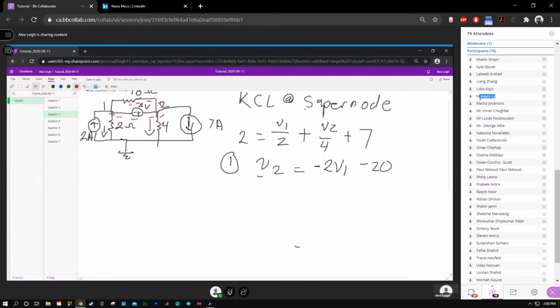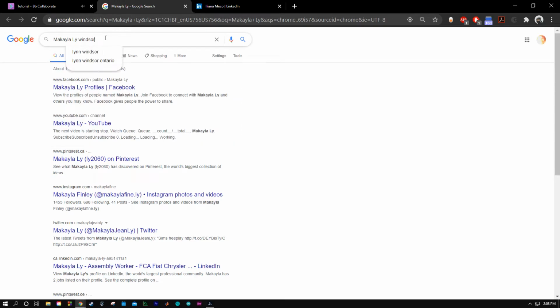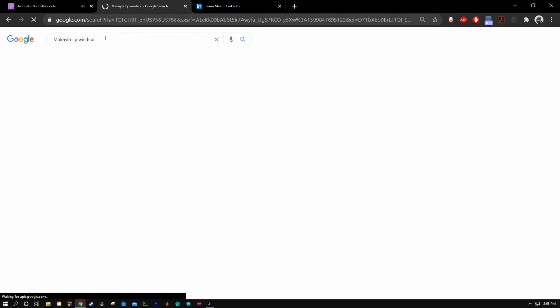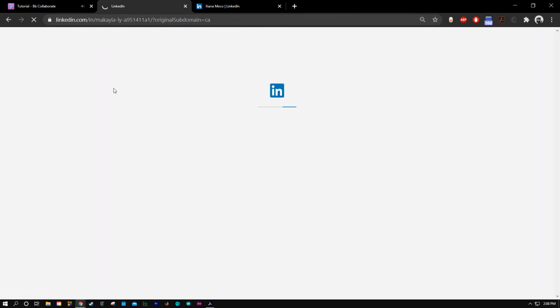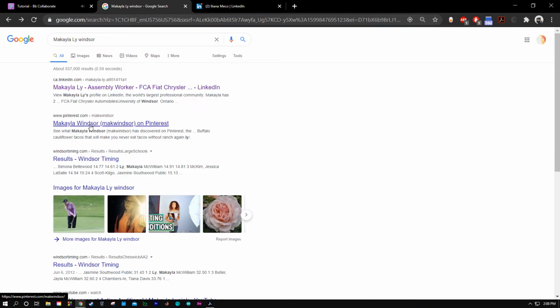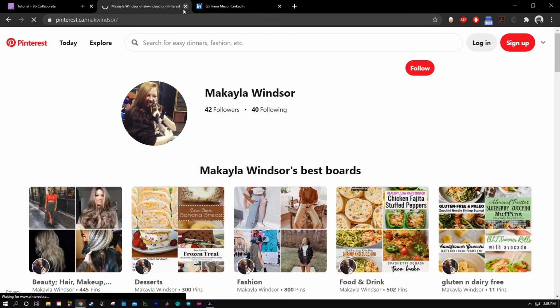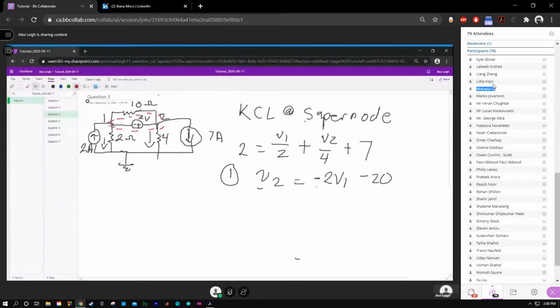Yeah, the supernode is there. That's the supernode. It incorporates node 1 and 2 and the 2-volt source. So, using KCL at the supernode, considering all the currents entering and exiting from both of the nodes there, we end up with equation 1 here. But we have 2 unknown variables, which is a problem.